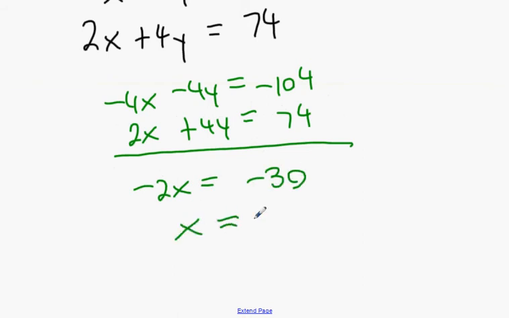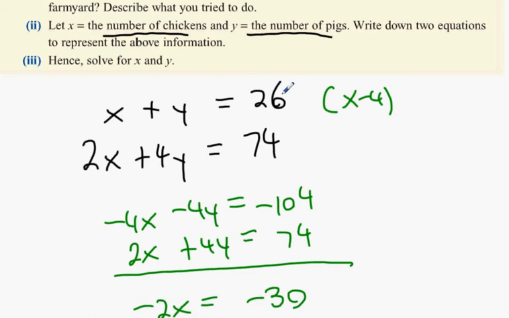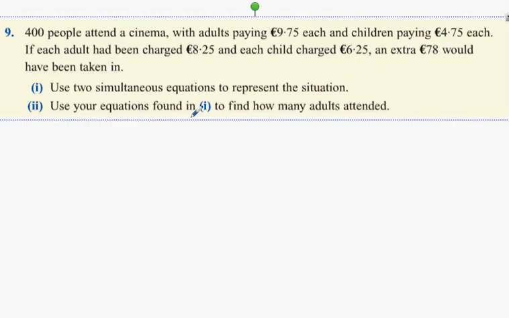x equals 15. There are 26 animals, so that's 15 chickens. There's 26 animals in total, which means y equals 11, because remember we said earlier, x plus y is 26. Is that alright, guys? Okay.